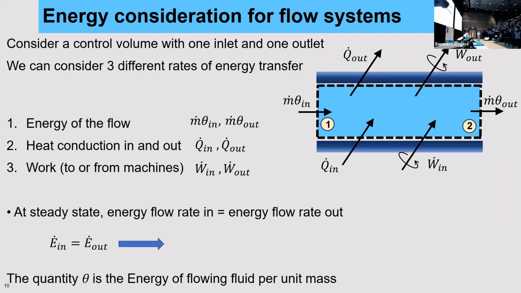So we can now just think about our control volume up there and sum everything that goes in on the left and everything that comes out on the right. So this gives us that the heat conduction flow in plus the work in plus the energy of the flow in must equal the heat conduction out, the work out, and the energy of the flow out.